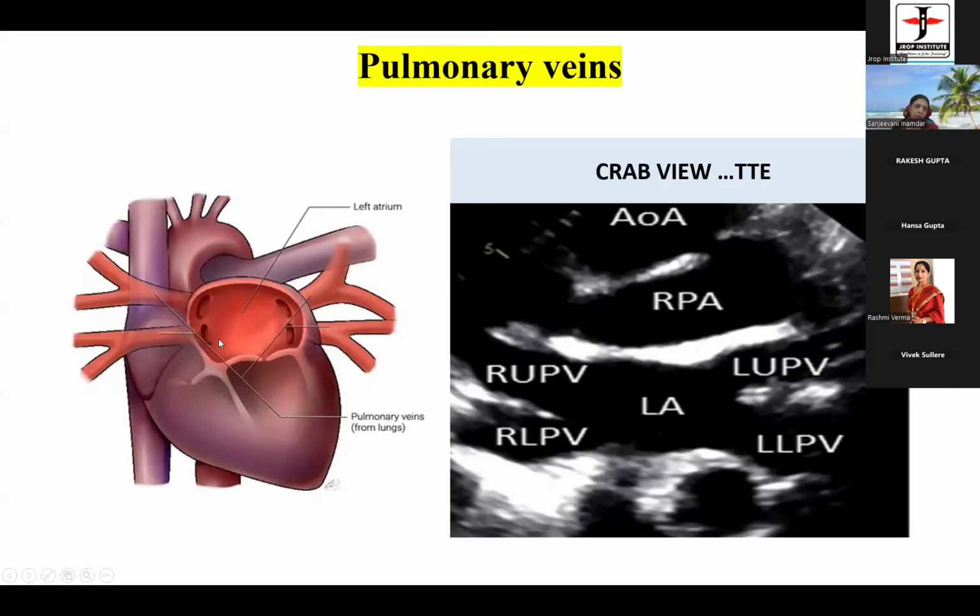So this is the left atrium, which is situated at the most posterior part of the heart, and it has two pulmonary veins on each side, right upper and right lower, and left upper and lower, draining into it, giving it a beautiful crab-like appearance, which is seen in the transthoracic view, suprasternal approach.